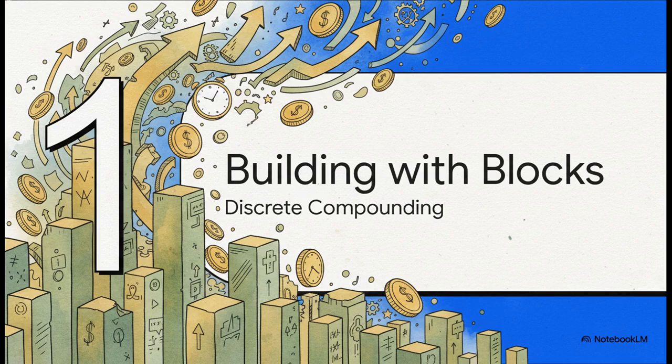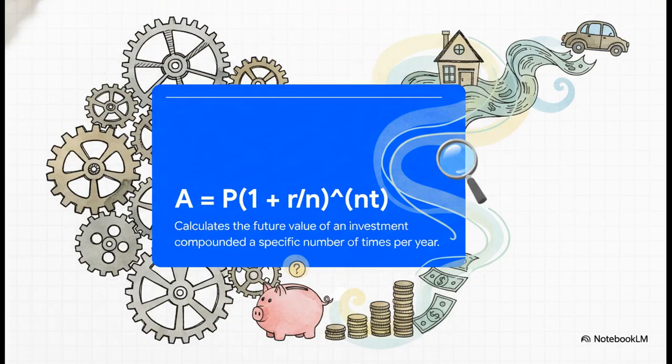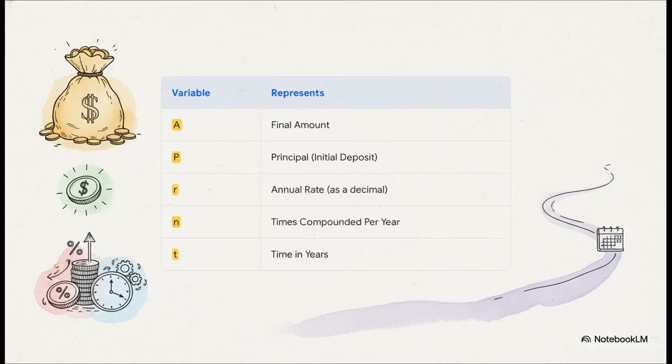Well, it all starts with one key tool, one formula that shows you exactly how your money grows when interest gets tacked on at regular, set times. Okay, here it is. This is the engine behind everything, from a simple savings account to a hefty car loan. And I know, it might look a little intimidating with all those letters, but don't worry, we're going to break this thing down piece by piece, and you'll see just how simple and powerful it really is. So let's decode this thing.